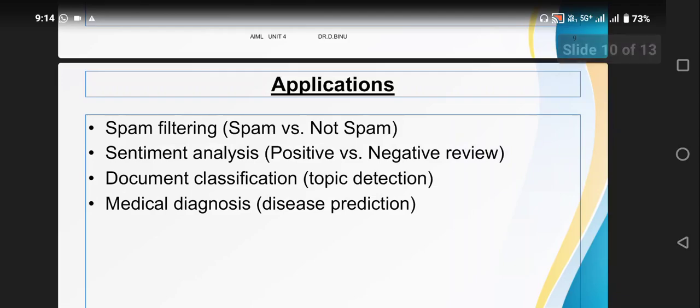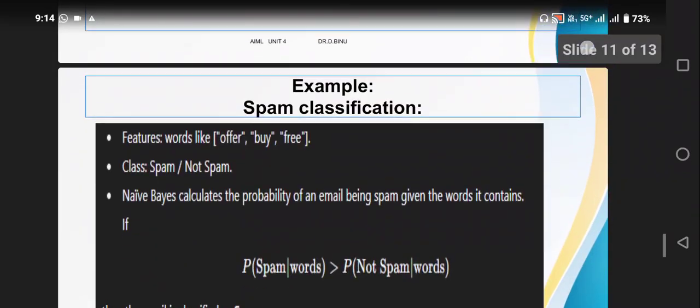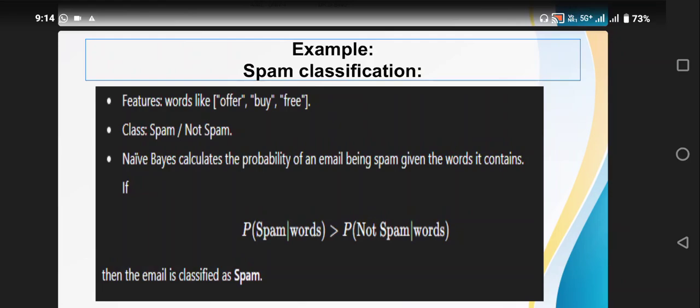Some of the applications of naive Bayesian classification are: finding whether a mail is spam or not, that is, in order to filter spam mails; sentiment analysis, positive versus negative reviews; document classification, that is, based upon topic detection; and medical diagnosis, in which we can predict the disease. Example, spam classification: the feature words like offer, buy, free mean that based upon some keywords we can classify the mail as spam or not spam.